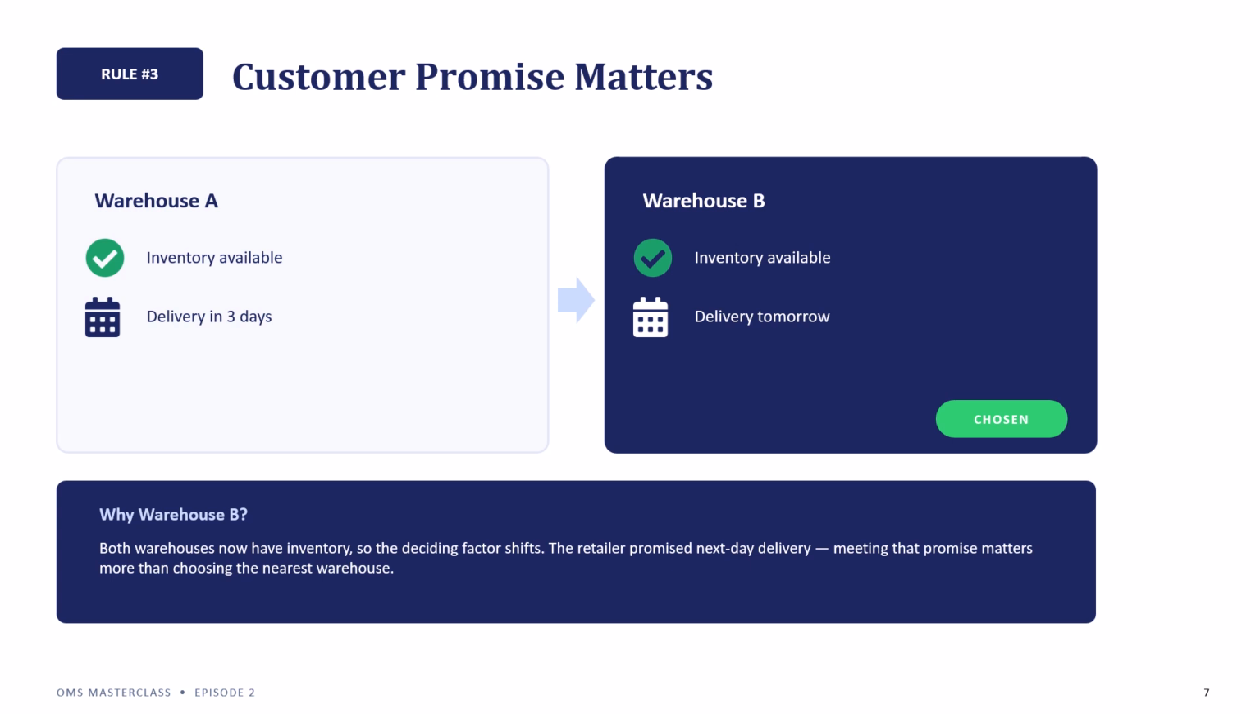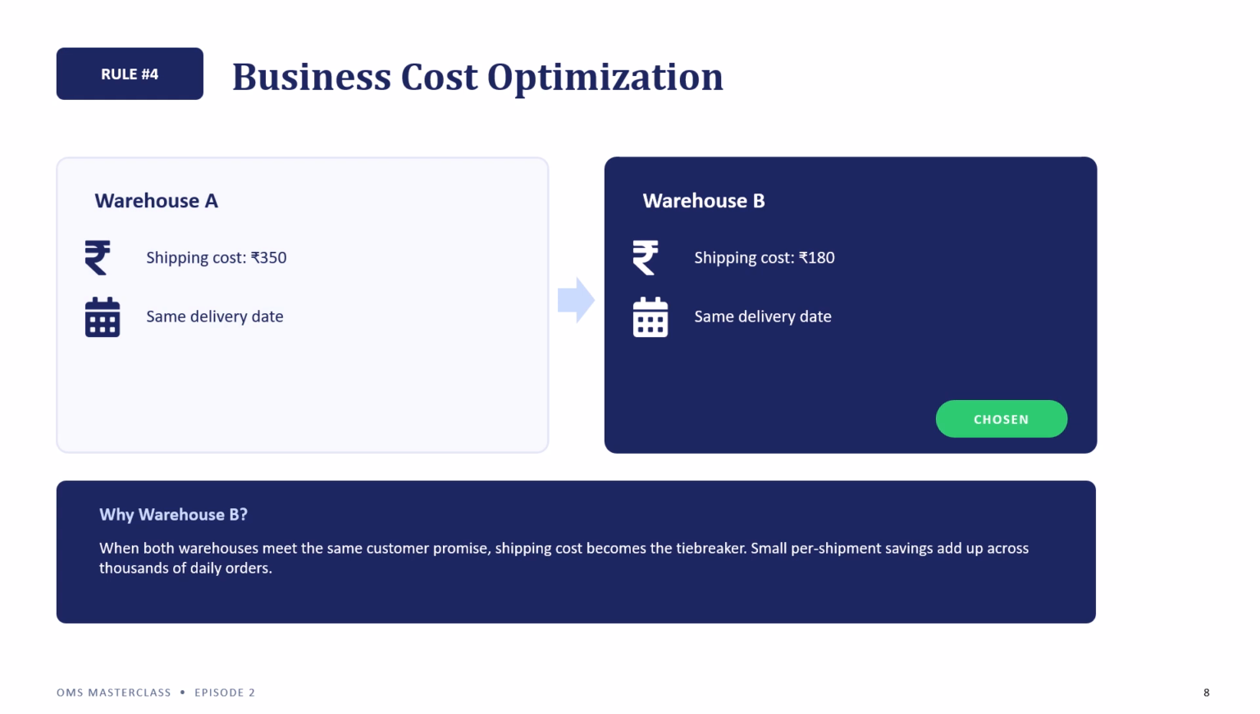This shows us an important principle of order management. The best warehouse isn't always the nearest one. It's the one that can meet the promised delivery commitment. So far, we have seen that the OMS validates the order, checks inventory, and ensures the customer's promised delivery date can be met. Now let's look at another business scenario.